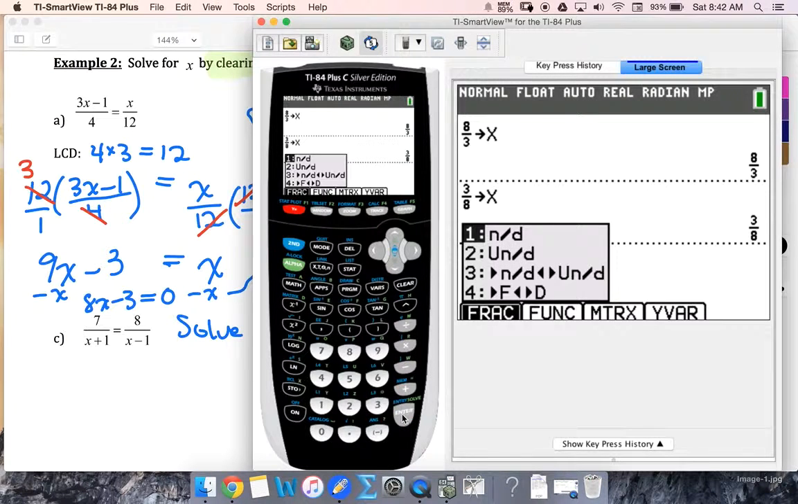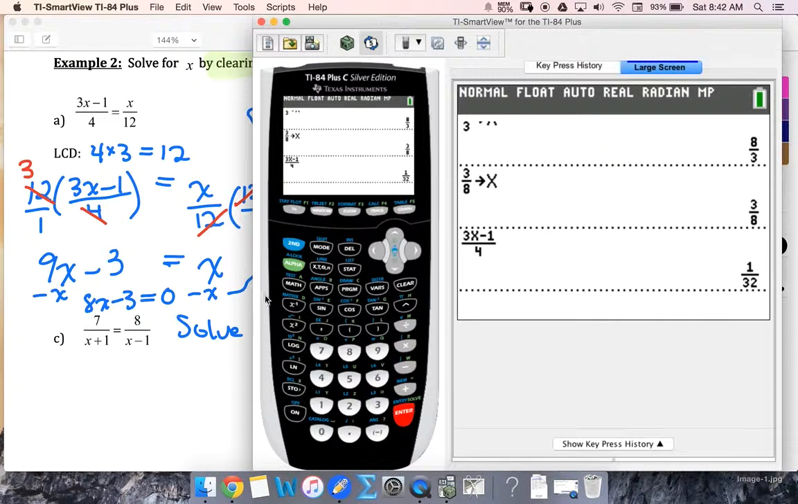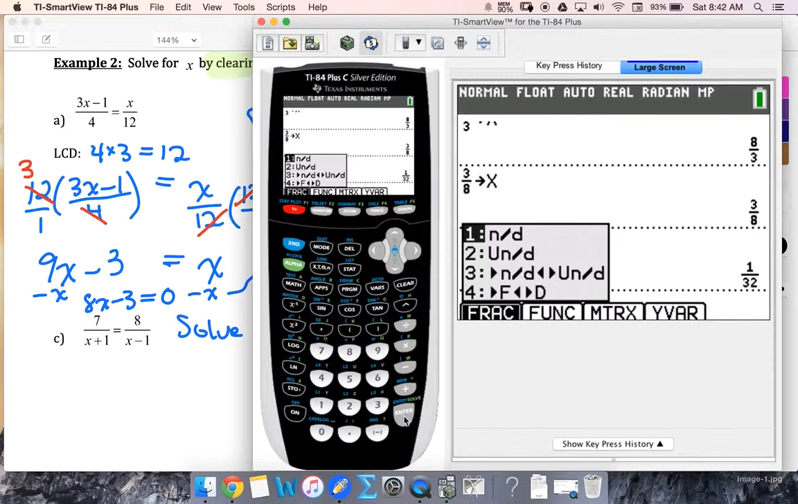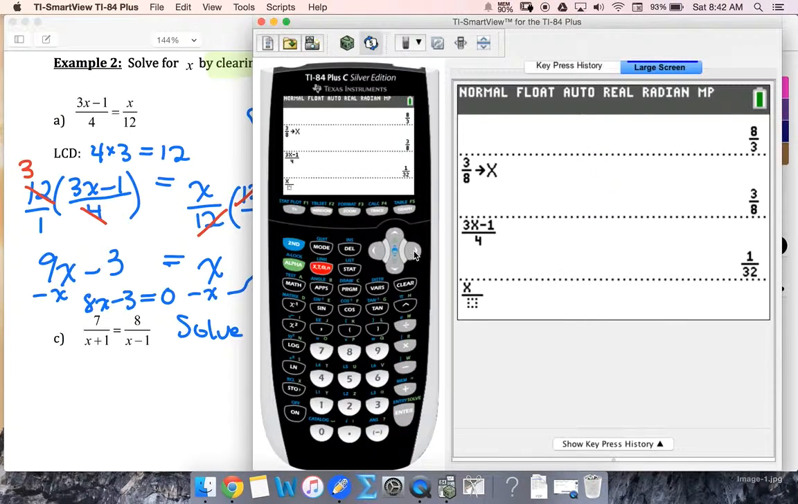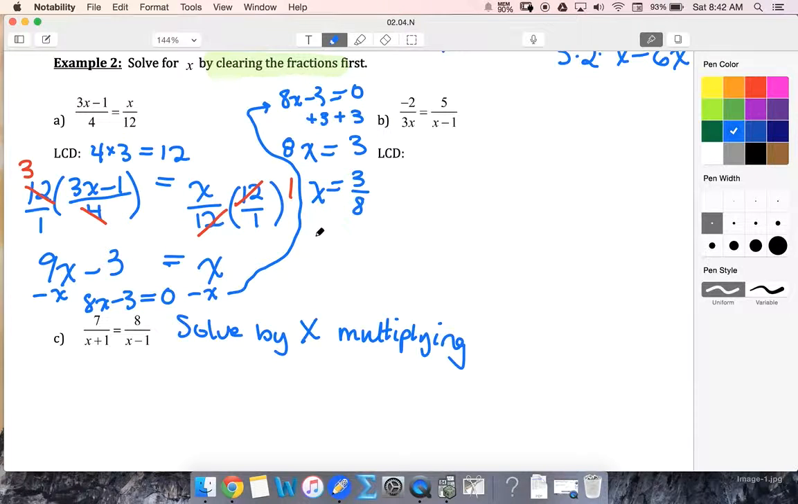So another fraction, 3x minus 1 over 4. We get 1 over 32. Let's try it again. Fraction, x over 12. And we get 1 over 32. So that means that our answer worked, and we have found the solution.